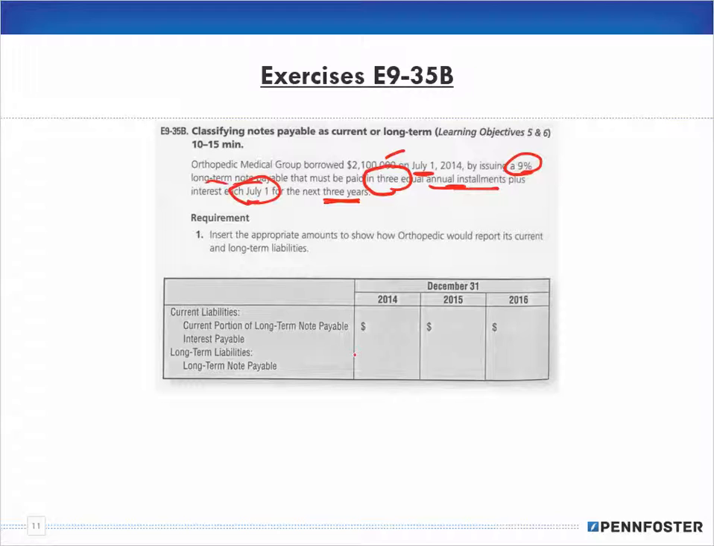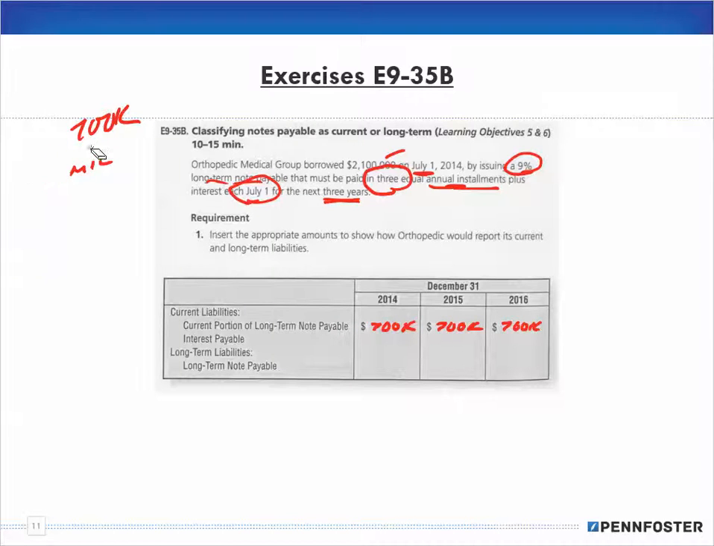Okay, so we have 3 years, and over the 3 years, the current portion is going to be the same, right? So it's 2.1 million, and we divide it by 3. That gives us $700,000 a year. So our current portion of the long-term note payable is 700,000 for each year.